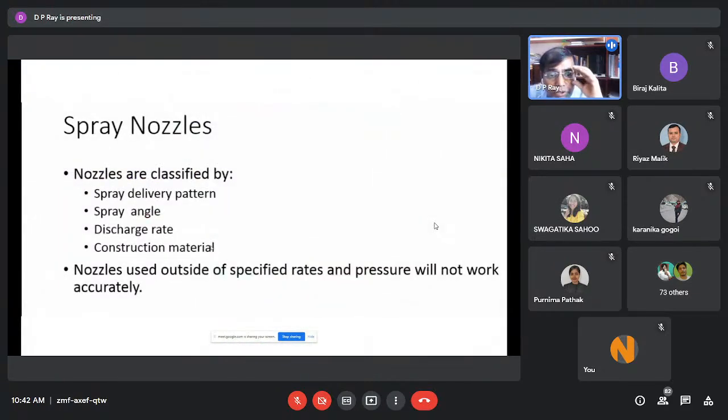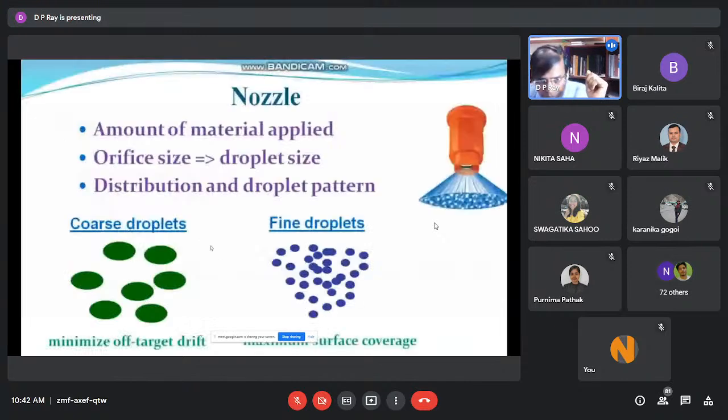And the spray nozzles, as I was telling, are classified by spray delivery pattern, spray angle, discharge rate, and construction materials. Nozzles used outside of the specified rates and pressure will not work accurately. So the amount of material applied depends upon the nozzles; it can be decided how much you want to reach the actual target or area, or the orifice size.